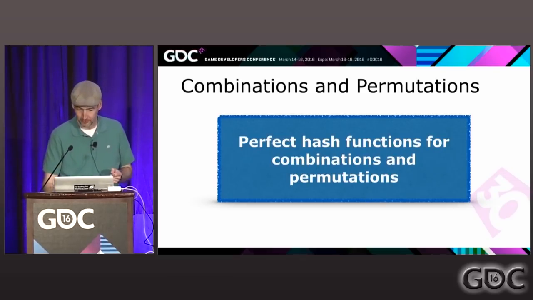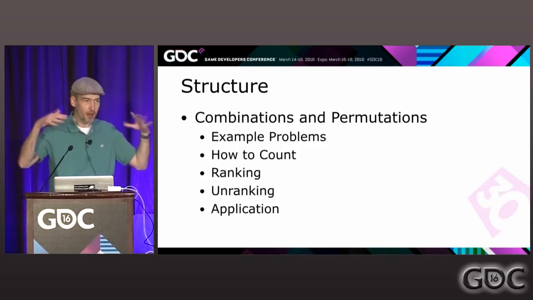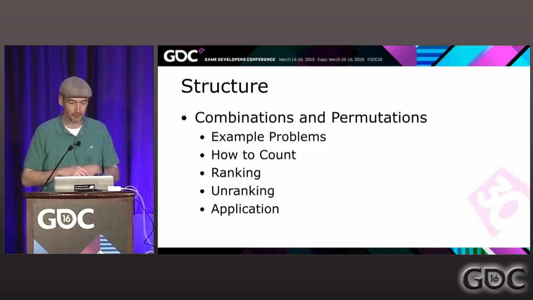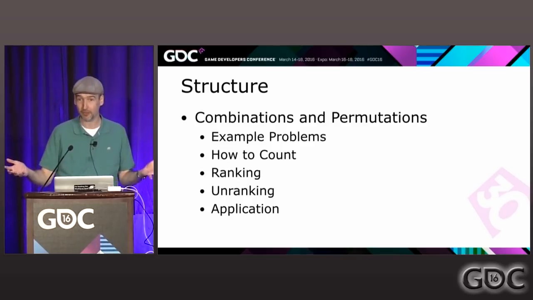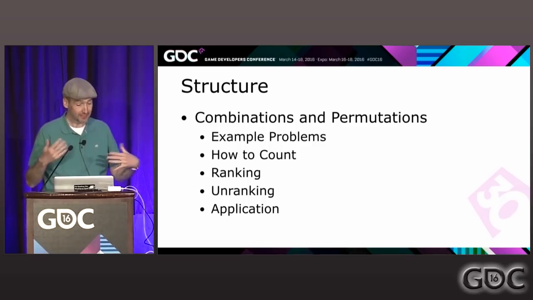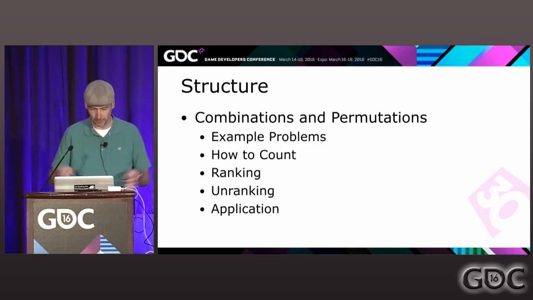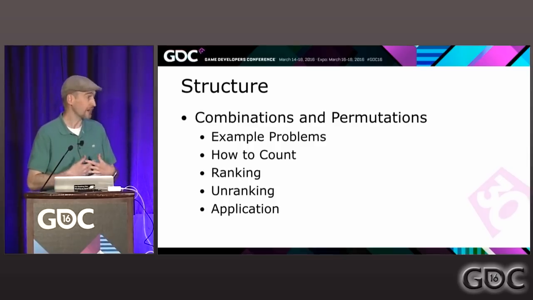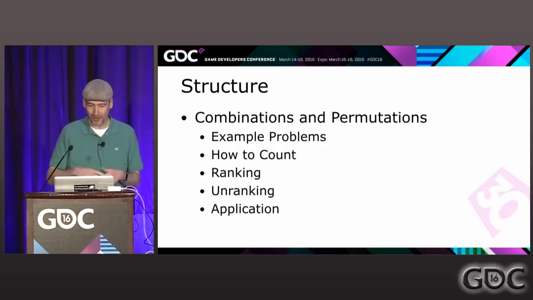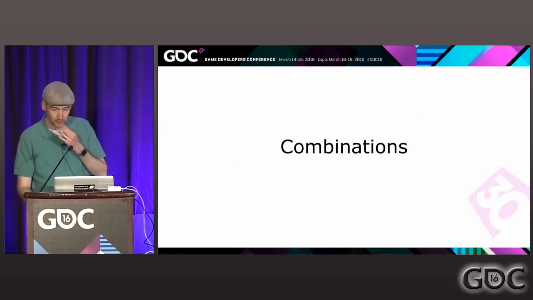The structure here is that we're going to look at both of these. We're going to look at an example problem. What are some problems that would fall into this mapping? Then I'll talk about how we count them. Counting is something you tend to do in your math classes growing up. But what you don't tend to do is ranking and unranking, which allow us to then build these tables. And then we'll look at an application. So we're going to do the structure twice, once for combinations and once for permutations. We're going to start with combinations.